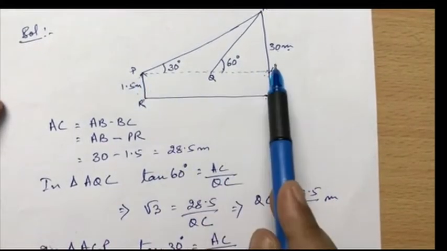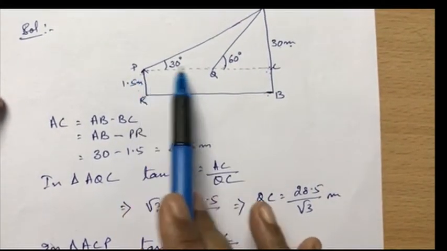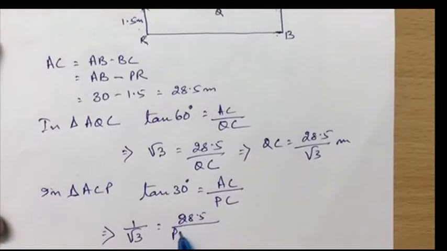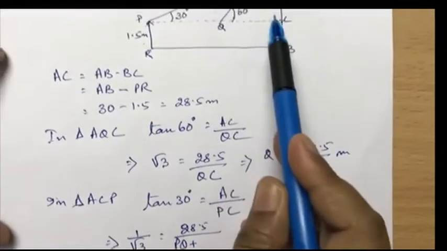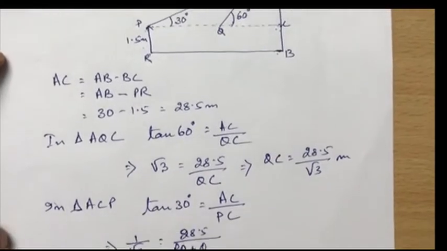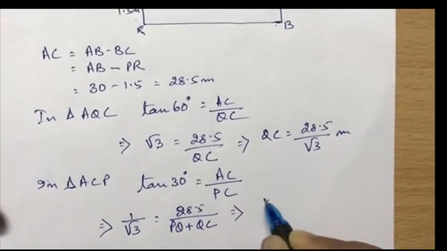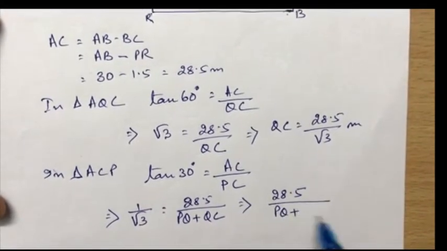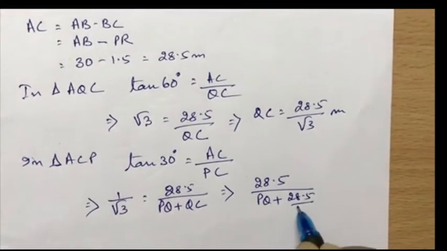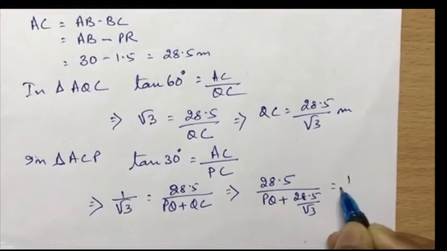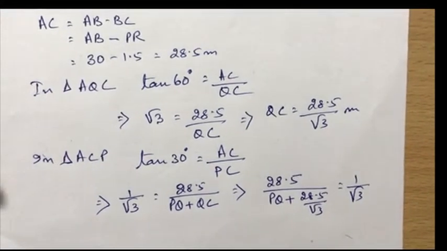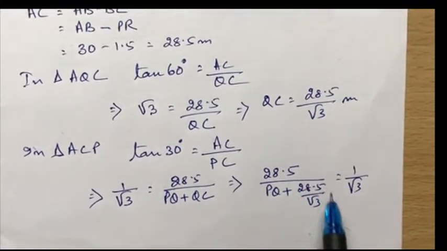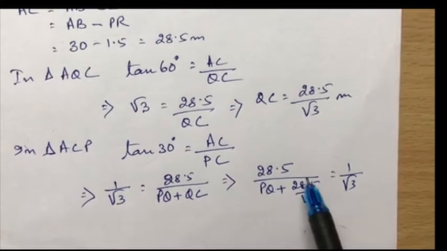PC can be written as PQ plus QC. What is QC we have got? I am first writing QC, which implies 28.5 by PQ plus 28.5 by root 3 is equal to 1 by root 3. I can write it like this. Here I can take the LCM and then multiply.